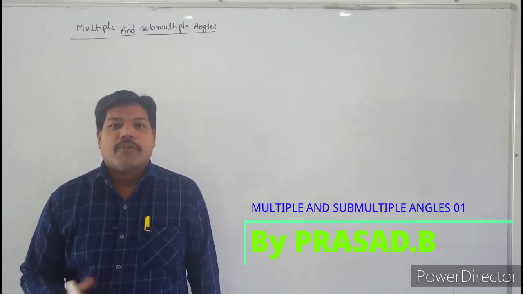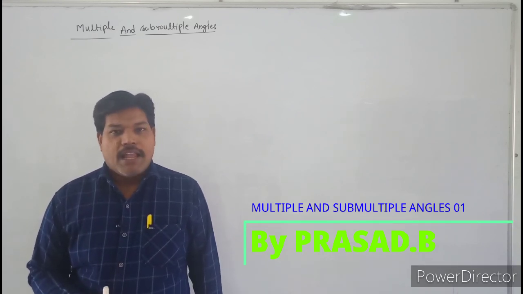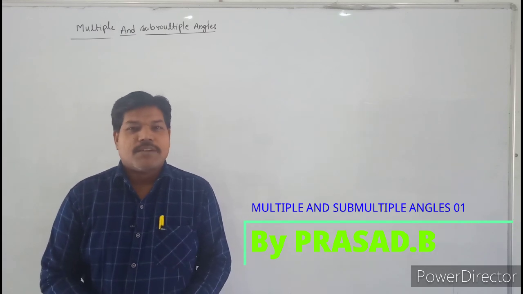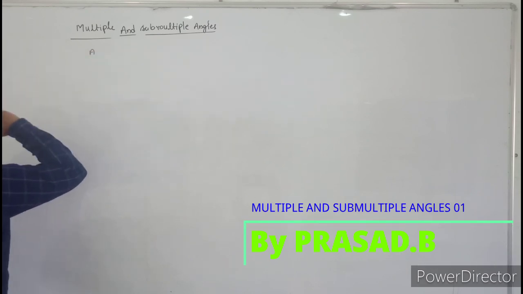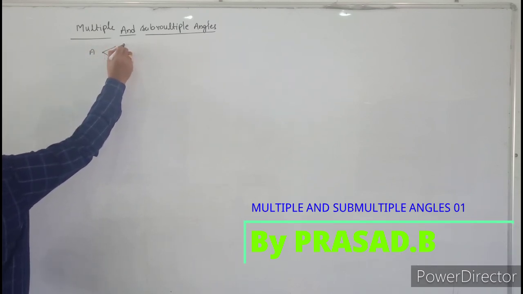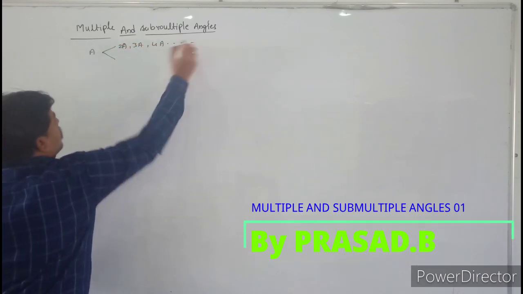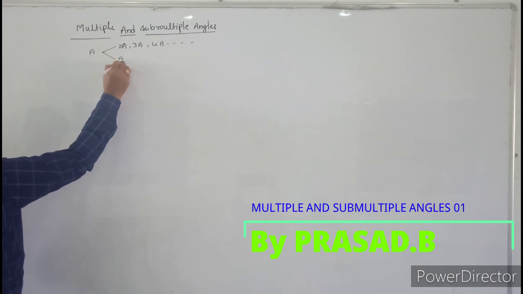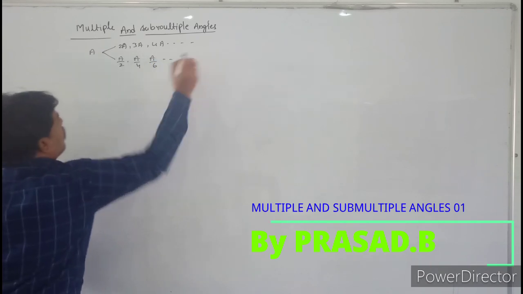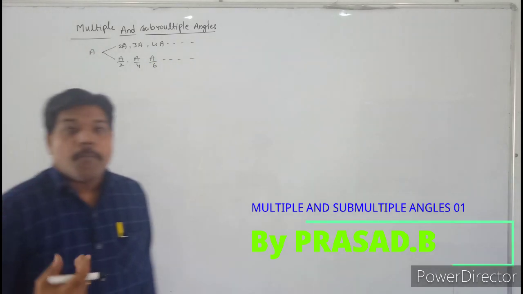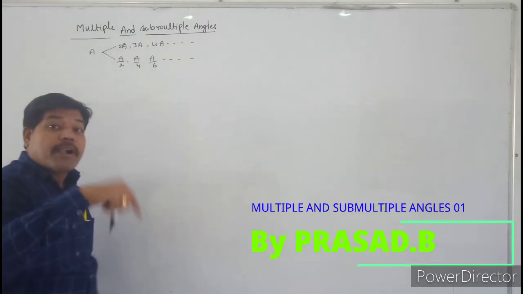So see this one, today we are going to discuss the new chapter, that is nothing but multiples and submultiple angles. So what is the meaning of multiples and submultiple angles? If A is any angle, then 2A, 3A, 4A and so on, and also A by 2, A by 4, A by 6 and so on. All these are multiple and submultiple angles. These are the multiple angles and these are the submultiple angles.